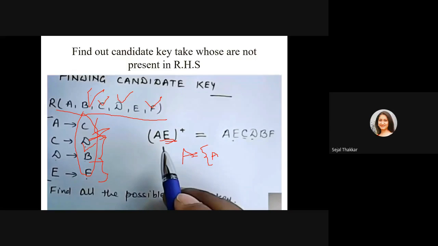A itself will come, right? From the first functional dependency, you can write down A tends to C. So C is in the closure of A. Very nice. From C, you can find out D, right? Because C tends to D. From D, what can I find out?